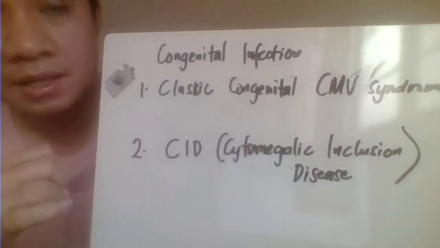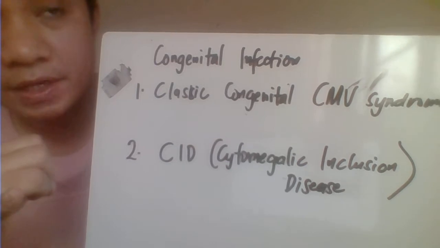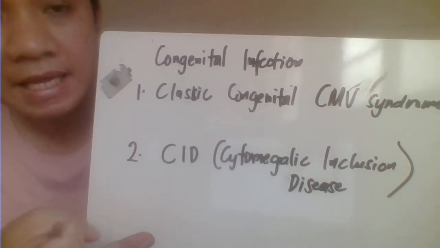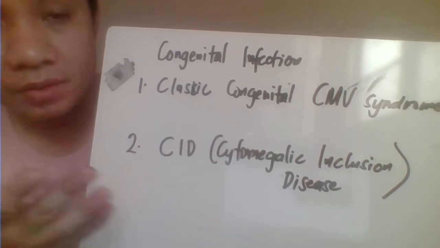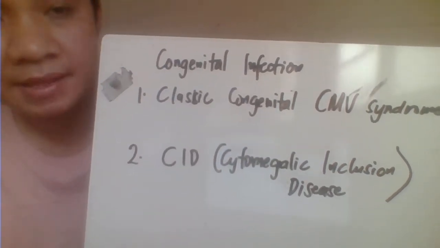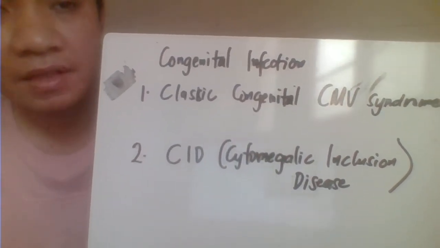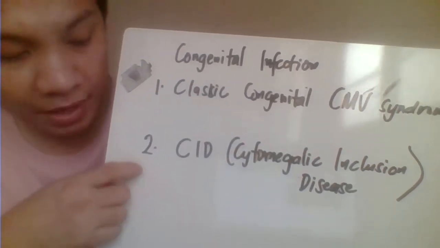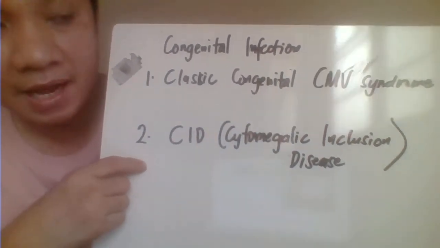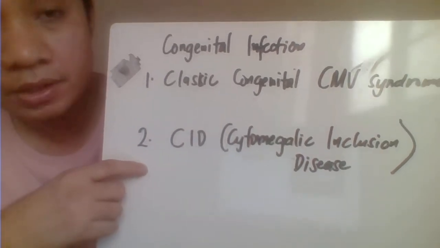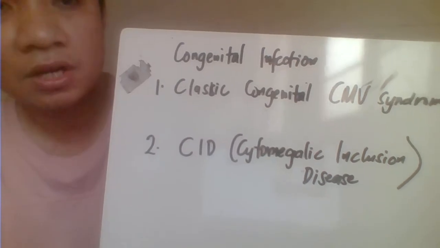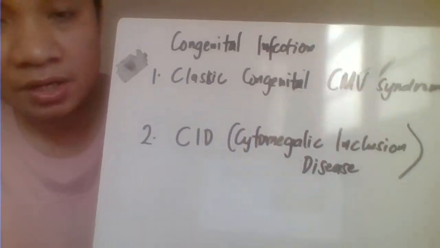Number one, the patient would have the neurological manifestation, neuromuscular, splenomegaly, hepatomegaly, jaundice could also be present, and 50% of the newborns infected by that would have petechiae. Then we have another complication, the CID or cytomegalic inclusion disease. This is a fatal form of the complication related to your congenital infection.